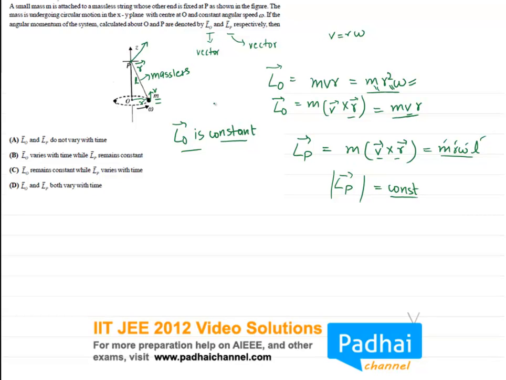But what about the direction? Right now it is at this point. If we talk about another point, B point, let us suppose, at B point LP should be perpendicular to both the velocity and r. Velocity at this point is in this direction, and this is the direction of r, so LP should be perpendicular to both, somewhere in this direction. So the direction of LP is changing. That means the vector LP is not constant; its direction is varying with time. So option C says L0 remains constant while LP varies with time. That means option C is correct.